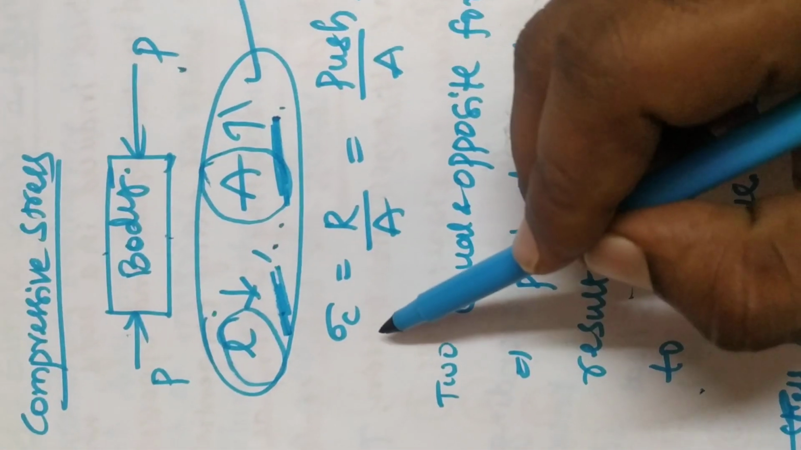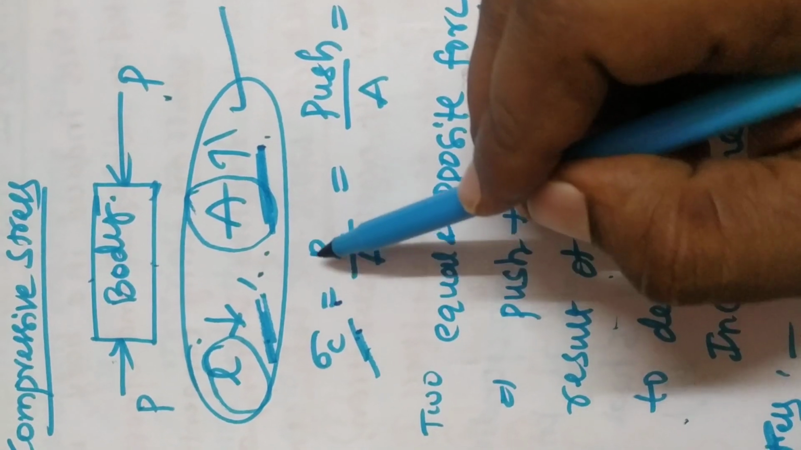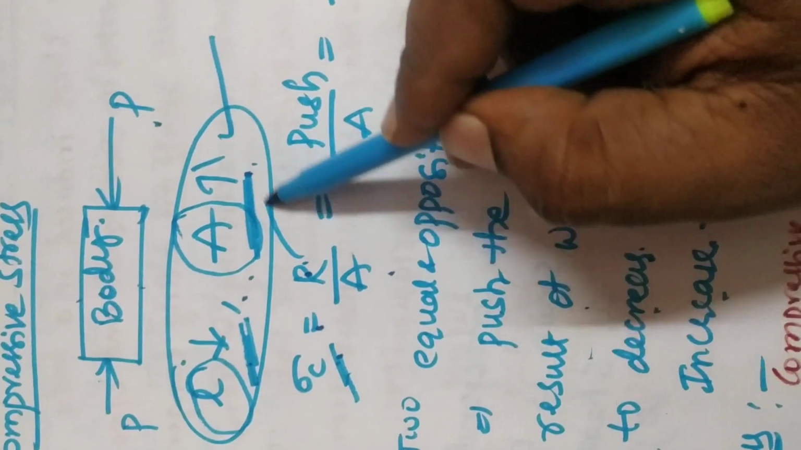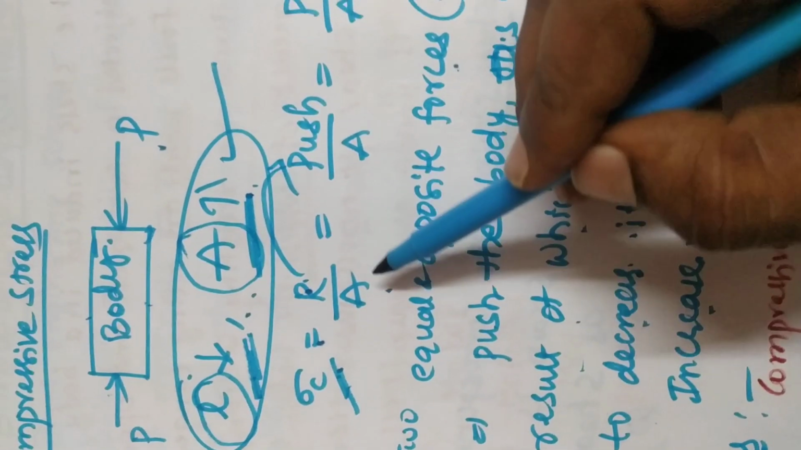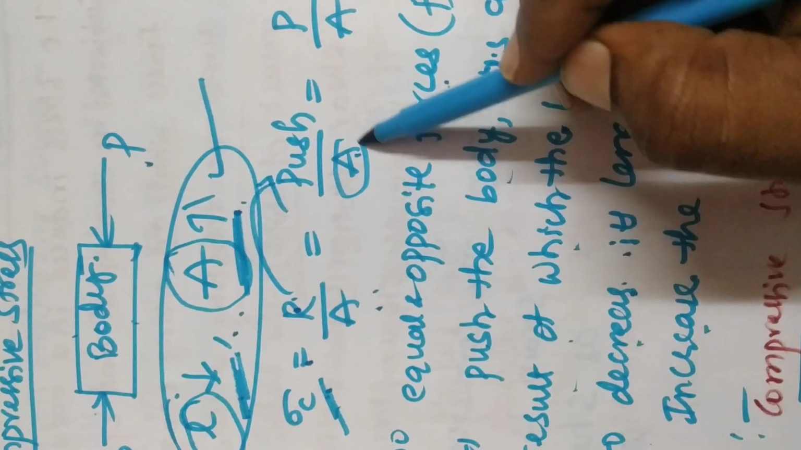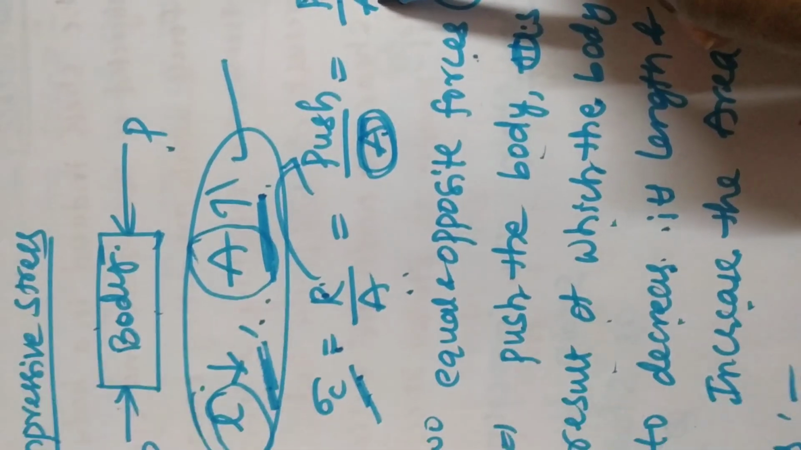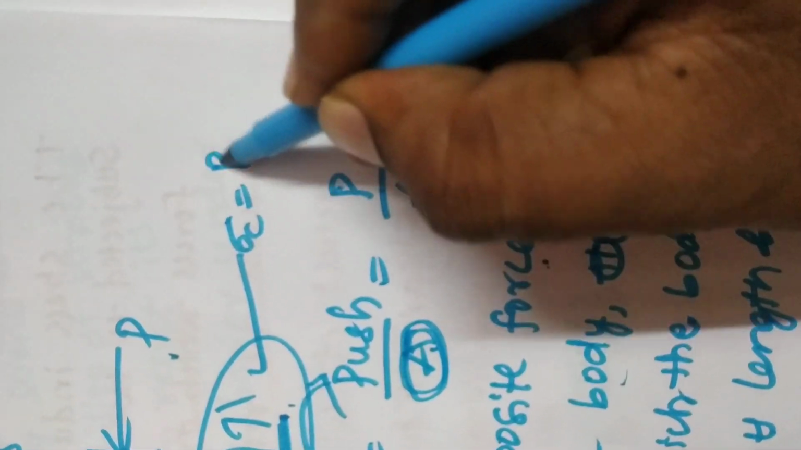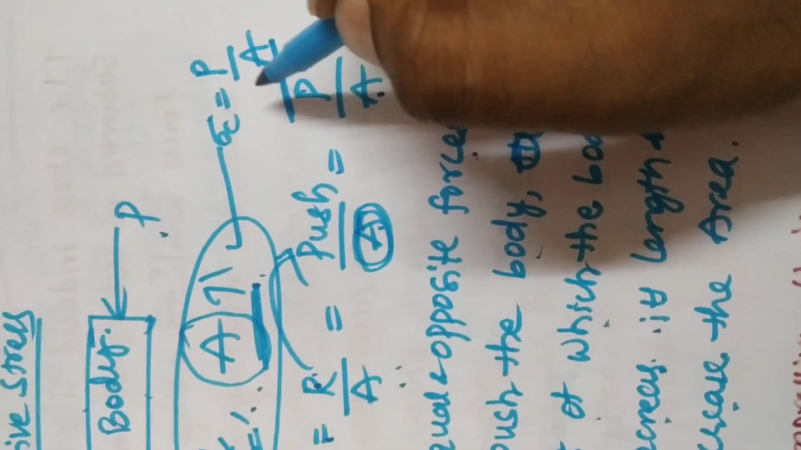It is denoted by sigma c, and sigma c equals the resisting force per unit area. Resisting force means the push force, so both are in equilibrium. Area is A, so sigma c equals P by A, the load per unit area.